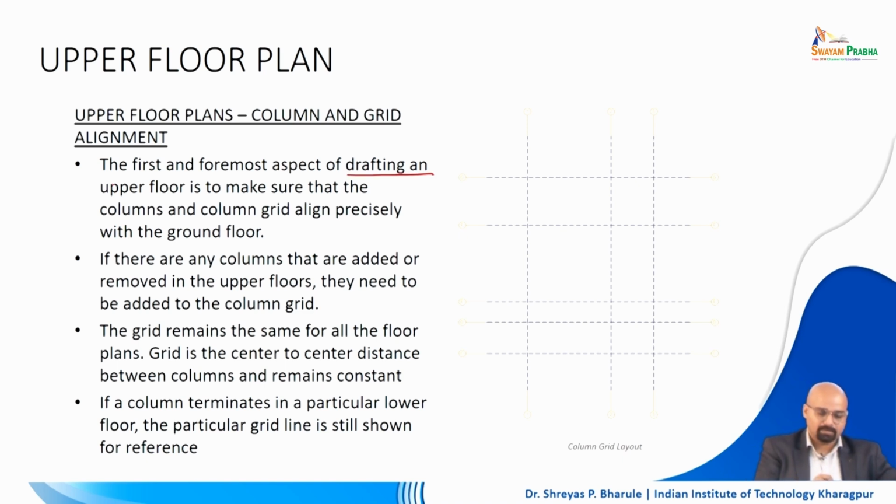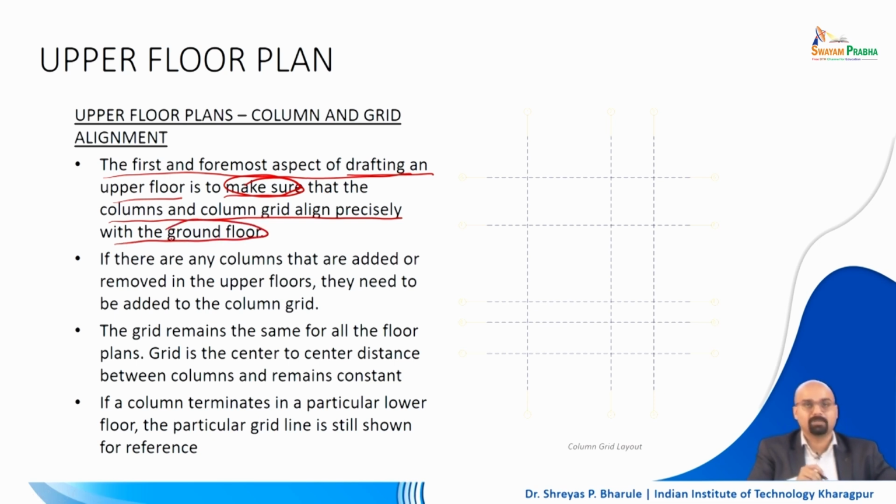So here what do we say? We are saying that the first and foremost aspect of drafting an upper floor plan is to make sure that columns and column grid align precisely with the lower floor plan and especially with the ground floor plan, because the ground floor is basically the one that will give grounding to all of the building, right? So that will connect the whole building to the ground level, right? So the ground floor plan is to be doubly checked always when we are doing upper floor plans, right? So first floor plan onwards, everything which is structurally relevant has to go and connect to the ground floor plan, okay?